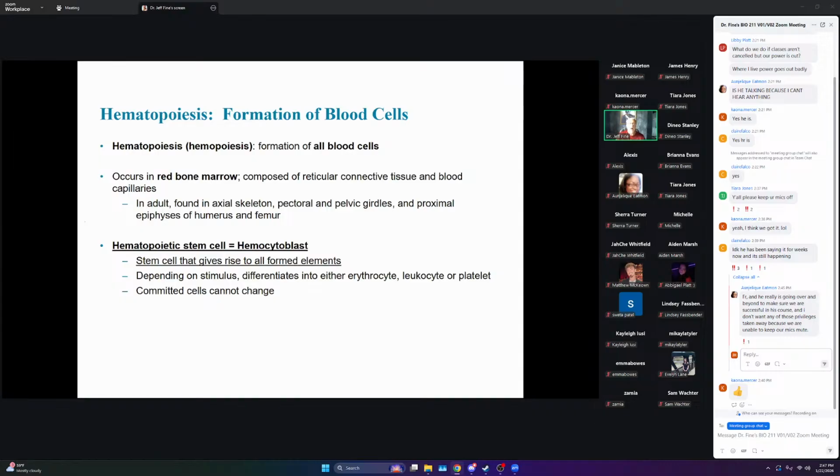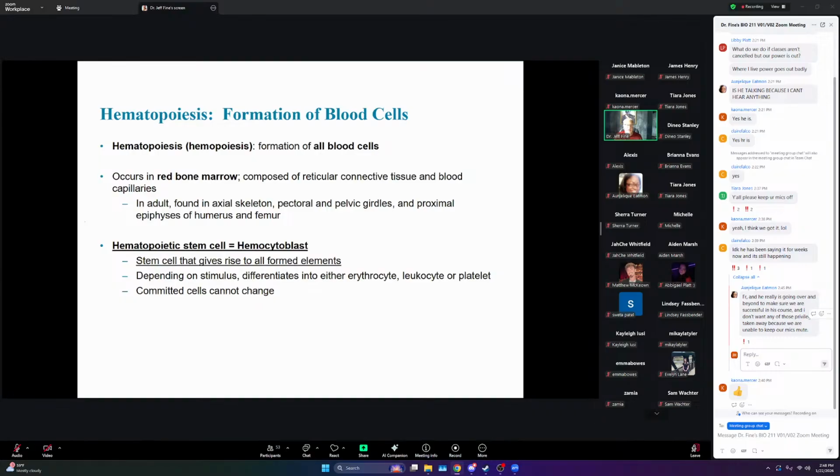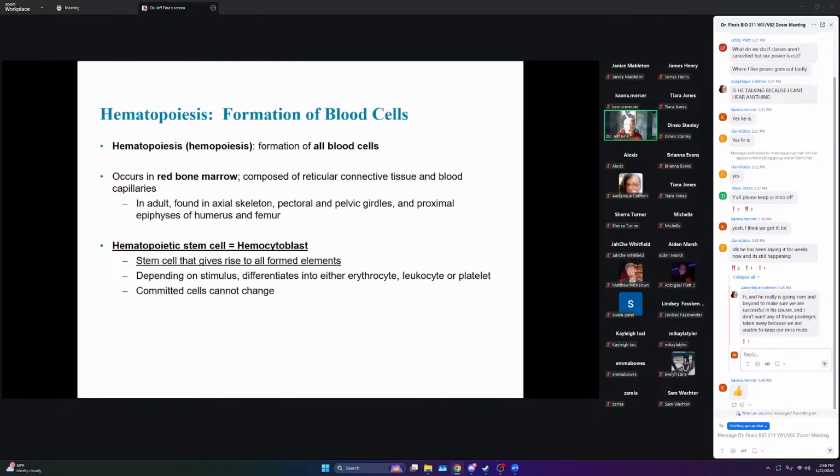Okay. And when we're talking about hematopoiesis and the formation of blood cells, we're talking about a hemocytoblast. And you can see that that's underlined. So know that a hemocytoblast is a hemopoietic stem cell. Okay. And these hemocytoblasts are going to give rise to the formed elements: erythrocytes, leukocytes, and platelets.